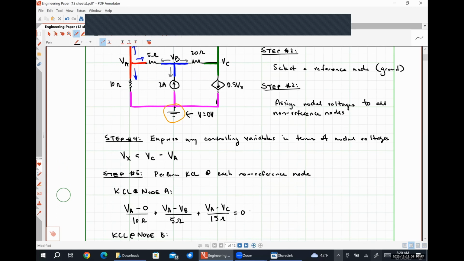Patrick, tell me what current I have flowing down through the current source, please. -2 amps. The direction that we're trying to find the current in is opposite the direction that the current source is pushing current, so we use a negative sign. Absolutely correct.